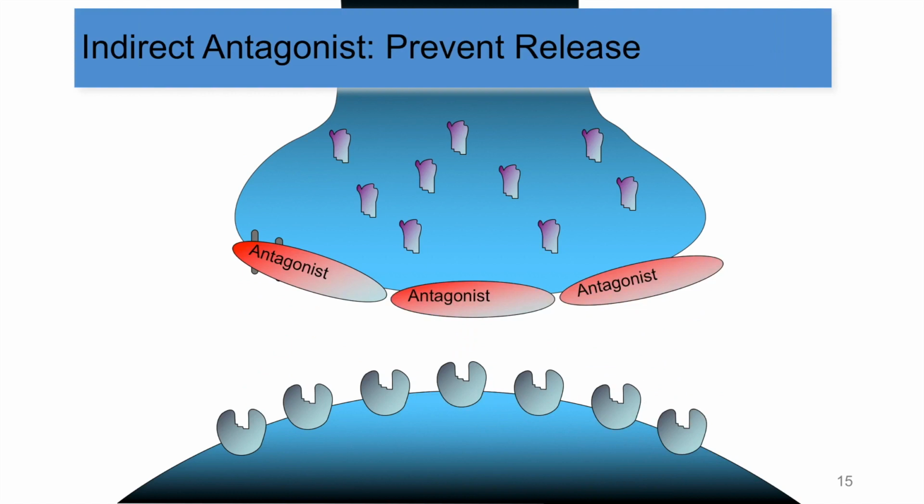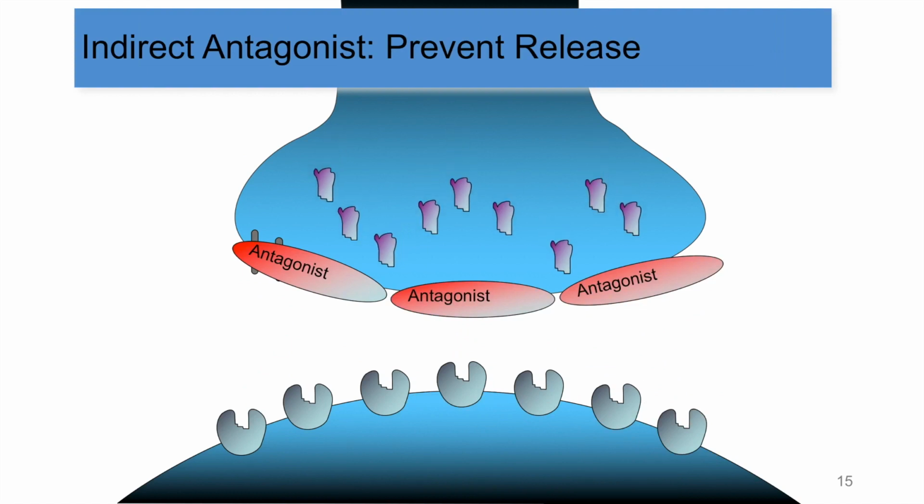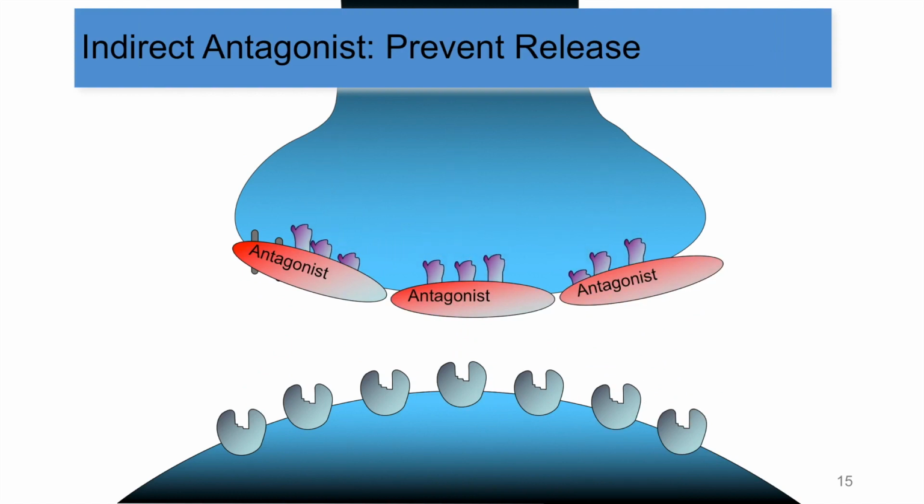In contrast, an indirect antagonist might prevent neurotransmitter from being released, preventing communication from occurring between the pre- and postsynaptic cell without directly binding to the postsynaptic receptors.